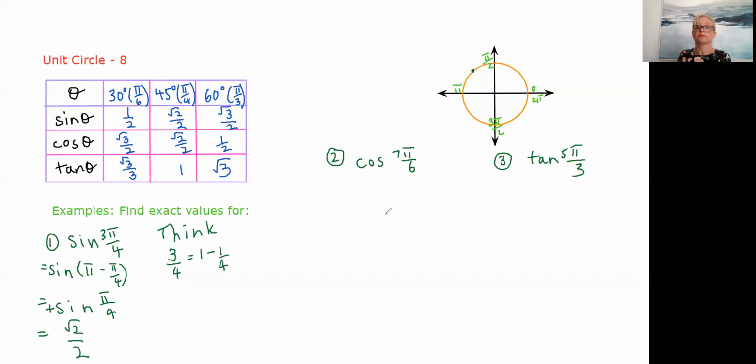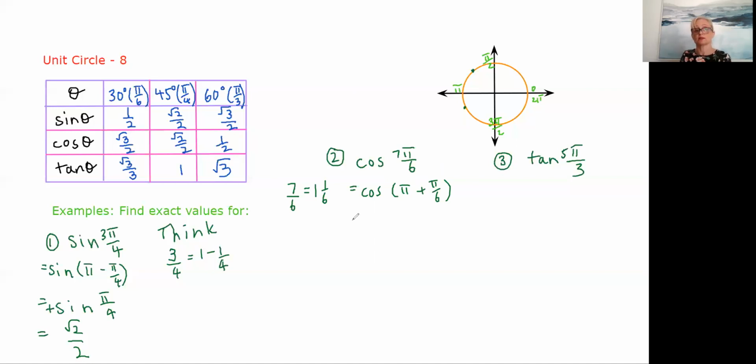Let's do another one. Cos of 7 pi on 6. Well, let's think about our fraction for a minute. 7/6 is 1 and a 1/6, isn't it? So we've got 1 pi plus a 1/6 of a pi. So we're about here somewhere. So we're going to rewrite this as cos of pi plus pi on 6 because 7/6 pi is 1 pi plus pi on 6.